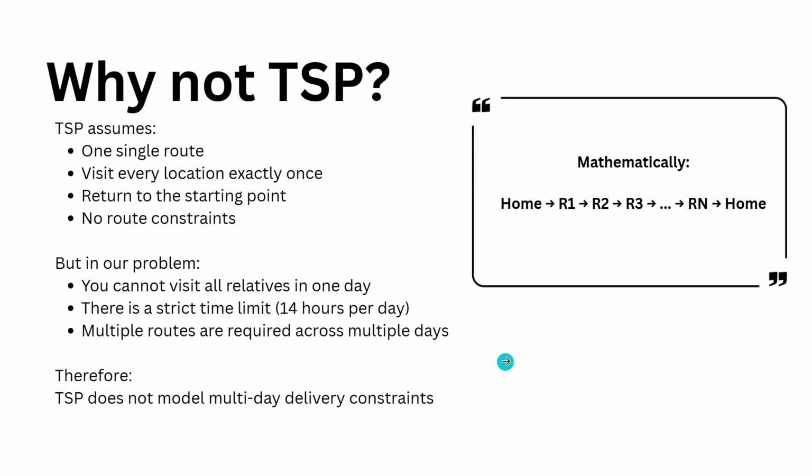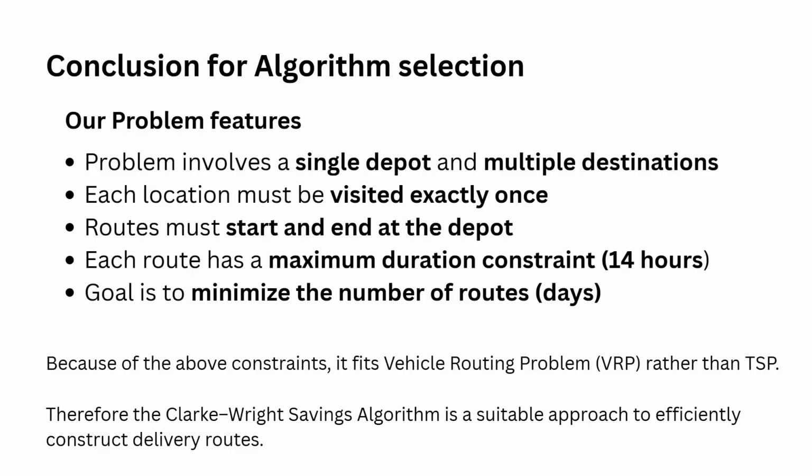So why not the traveling salesman problem? TSP assumes one single route, visiting every location exactly once, returning to the starting point, with no route constraints. But in our problem, you cannot visit all relatives in one day. There is a strict time limit of 14 hours per day. Multiple routes are required across multiple days. Therefore, TSP does not model multi-day delivery constraints.